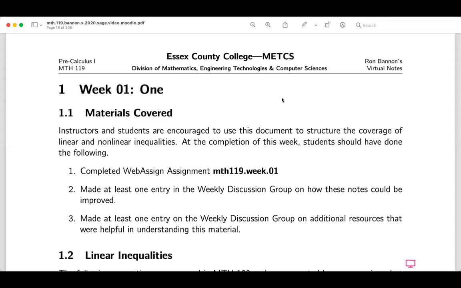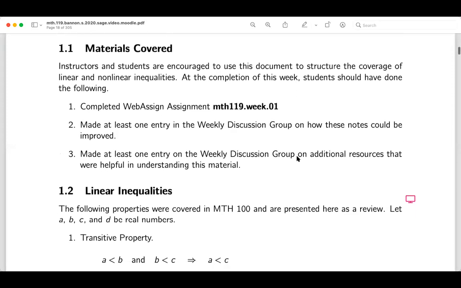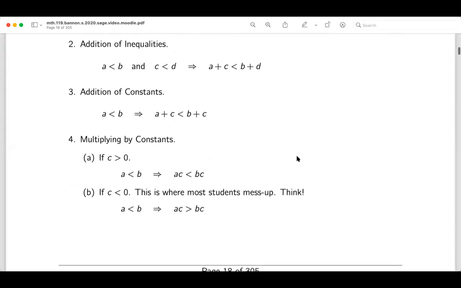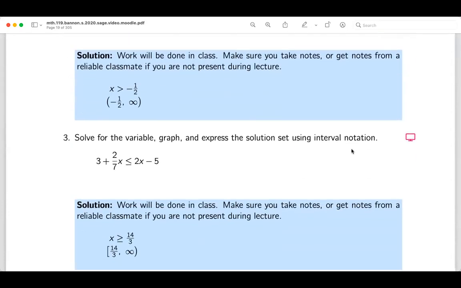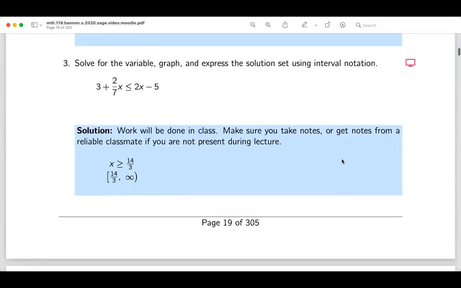Okay, we just completed week 1, and that's the material covered for week 1. And what did we do? We covered linear inequality. We did examples in front of you. Hopefully you've been paying attention and understood that stuff. It's also the same material that was covered in Math 100. For students that need additional support, you can watch these videos on the side if that's helpful.